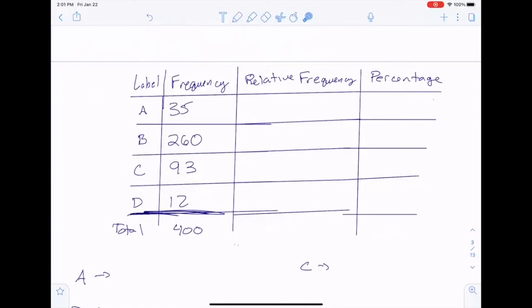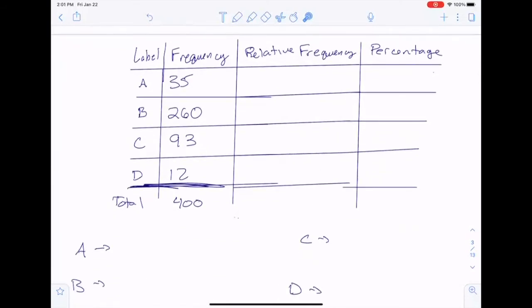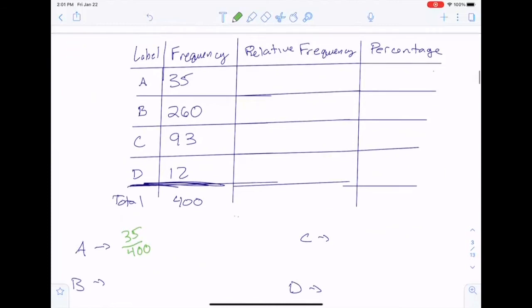To find our relative frequency, we'll kind of work down here. If I want to find the relative frequency of the A's, we just said all we have to do is take our frequency divided by the total, right? So 35 divided by 400. If I do that, my relative frequency is 0.0875. So I'll put that: 0.0875.